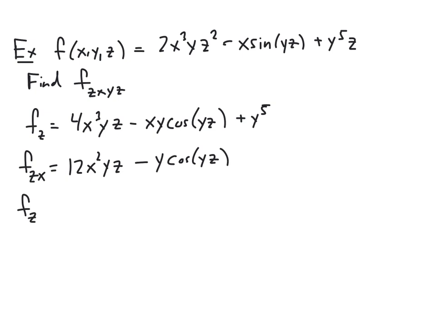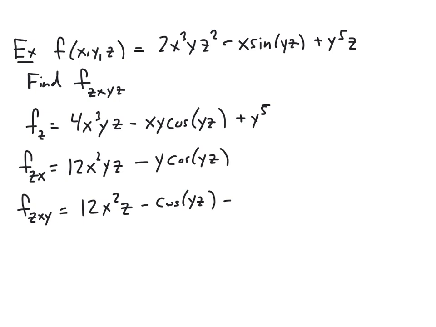Third step is to differentiate this with respect to y. So the first term, the coefficient of y there is 12x squared z. And the second term, we will need to use a product rule because we have y times cosine of yz. And so the derivative of y is 1. So we have subtract 1 cosine of yz.